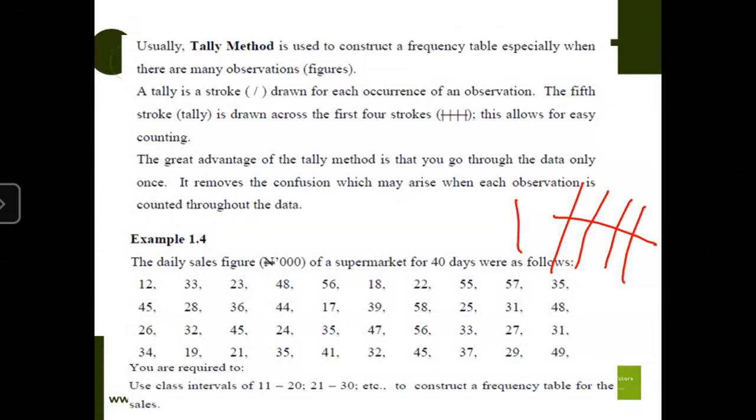The question has even provided that we should use a class interval of 11 to 20, 21 to 30, like that, 11 to 20, 21 to 30, 31 to 40, 41 to 50, to construct a frequency table. So we are following that trend to construct a frequency table. Is that taken? So let us start. Have you gone through the question? All right. If you've gone through it, we will solve together now.